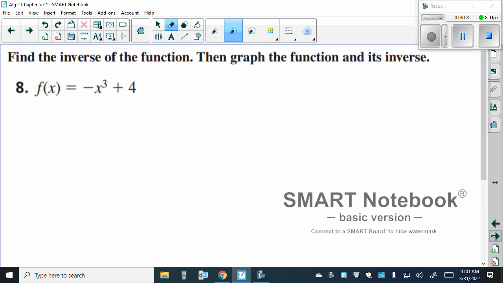Now we look at this one here. What's our first step? Well, we replace f of x with y. Y equals negative x cubed plus 4. And then we would switch x and y.